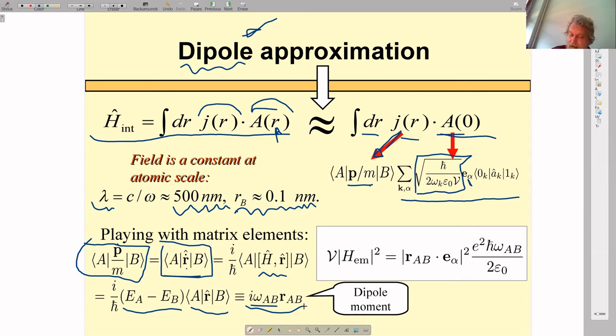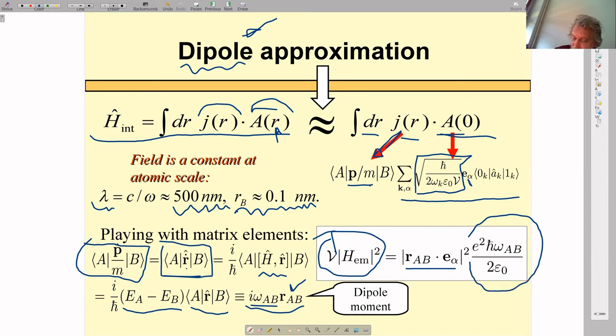Now one can collect all this and get for the square of the matrix element a scalar product of two vectors, the vector of dipole moment and the polarization. There is also a factor. We need to compute the dipole moments.